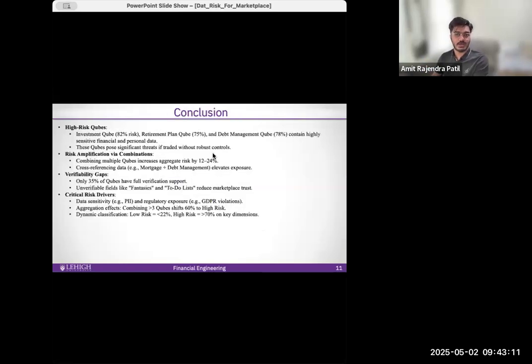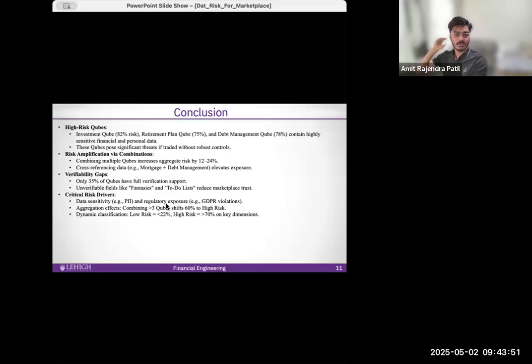Moving further, the conclusion: high risk cubes, as I mentioned, the investment cube, retirement plan cube, and debt management cube as well. Then the risk amplification. One thing I realized, because I ran through all the 65,000 possible combinations, is that when you keep increasing the number of cubes a buyer is selecting, the aggregate risk keeps building up. That validates that our model is working, because it was built from scratch, which is why I keep validating it again and again: as the number of cubes increases, the aggregate risk also increases.